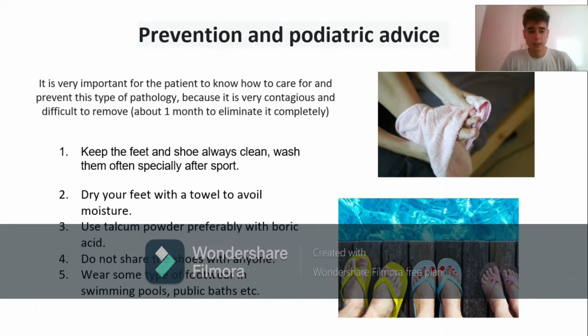Okay, the last one is wear some type of footwear in swimming pools, public baths, etc. It's the same example as in the fourth step. We don't know if the person that was walking there hours before is infected with a fungal infection. So it's better to prevent that.